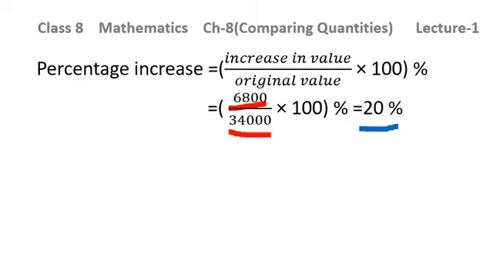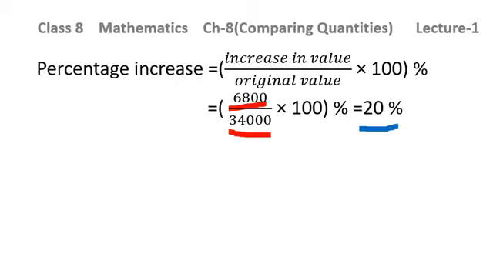I am repeating it. The price of a scooter was 34,000 last year, and it has increased to 40,800. So we calculated the increase in value by subtracting 34,000 from 40,800, and we got 6,800, and the original value was 34,000. We put the values in the formula, and we got the result as 20%.